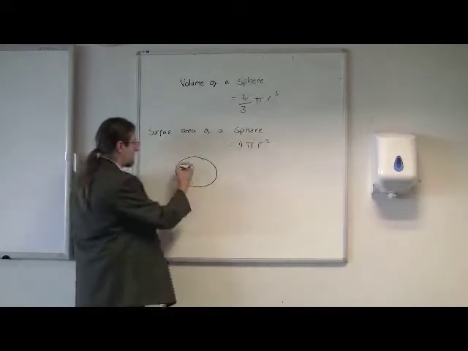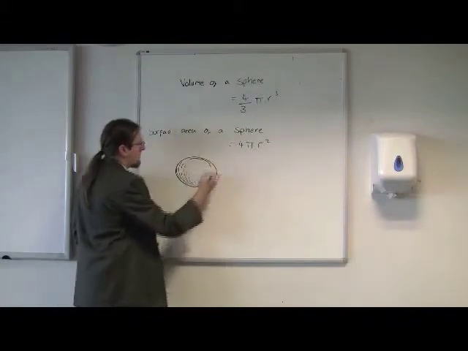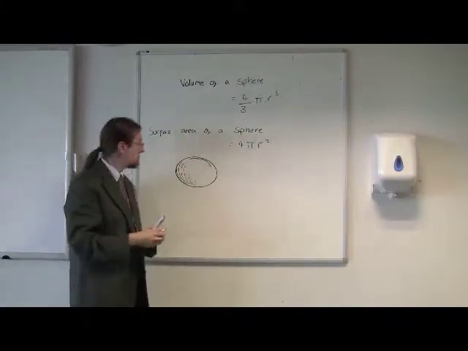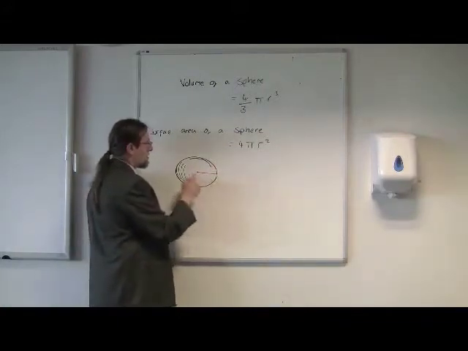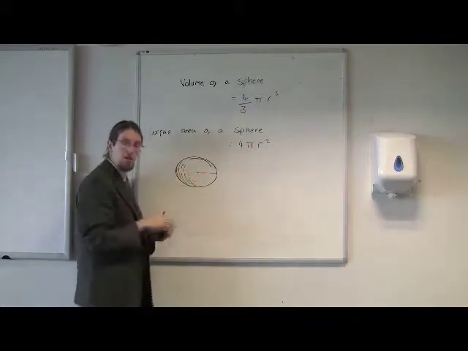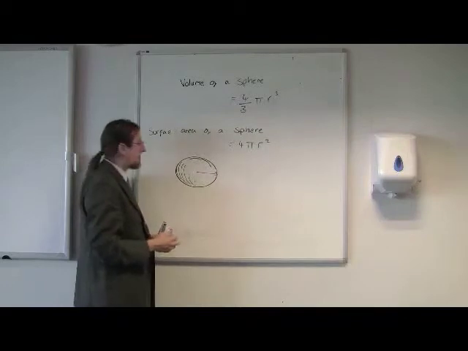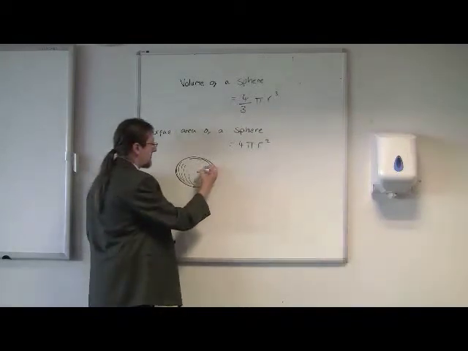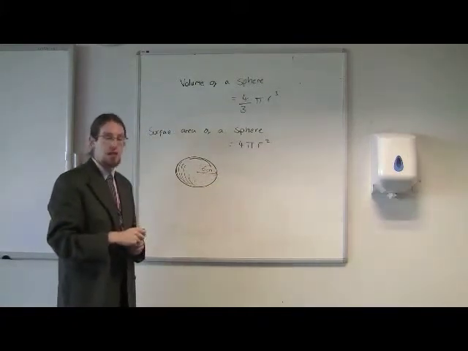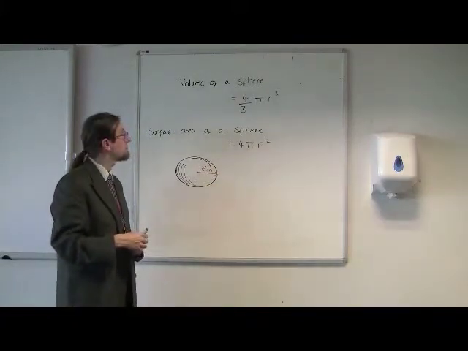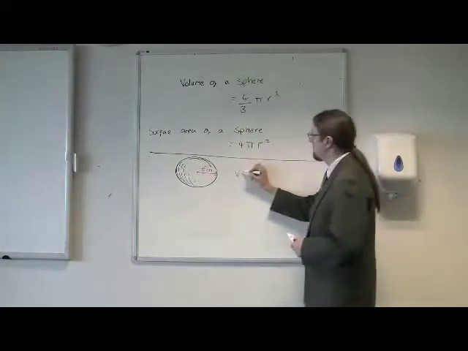I'll draw a circle and try my best to make it look a little 3D. So if you picture that as a ball, the radius would come from directly in the centre of that ball to the outside edge. In my example, the radius is going to be 6 centimetres. Let's calculate the volume to start with.